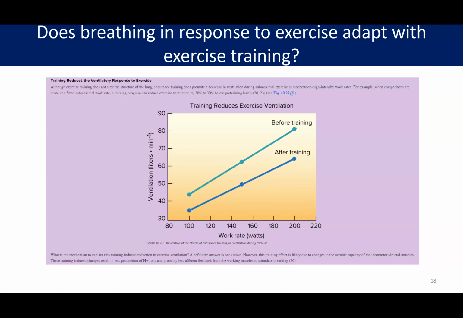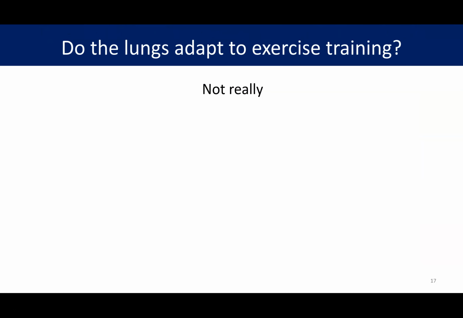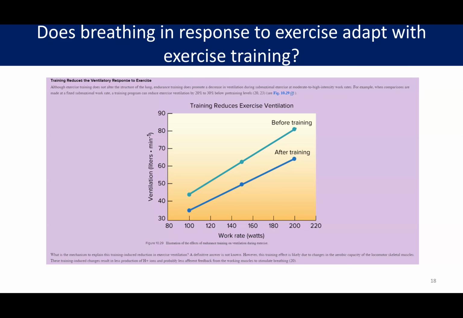But your breathing responses do adapt to exercise training. Even though the structure of the lung isn't really going to change with exercise training, you will see adaptations in your respiratory response. One of the things that you'll see is a decreased ventilatory response. So let's say we take you and we have you ride on a bike and we measure your ventilation, how much you're breathing at different exercise intensities, at 100 watts, 150 watts, 200 watts. So this red line would be up here, I guess it's really teal. That line represents your breathing response to exercise before training. And then we have you go exercise train for 10 weeks, and you're actually going to have a lower ventilatory response to that same exercise intensity.